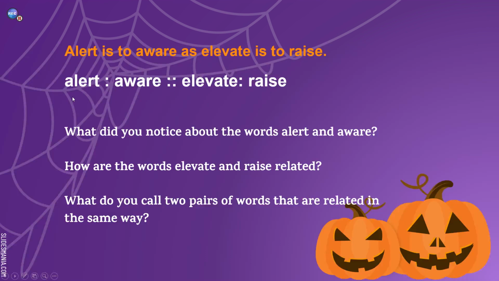So for this whole thing to be an analogy, that means that however these two words relate, the second pair of words have to relate in the same way. So these two must be synonyms as well. Let's look at them. Elevate is to raise. So elevate does mean the same, is also a synonym for raise, and raise is a synonym for elevate. So how are the words elevate and raise related? They also are synonyms. And what do you call two pairs of words that are related the same way? Well, we call this an analogy. So alert is to aware as elevate is to raise. So this is an analogy.